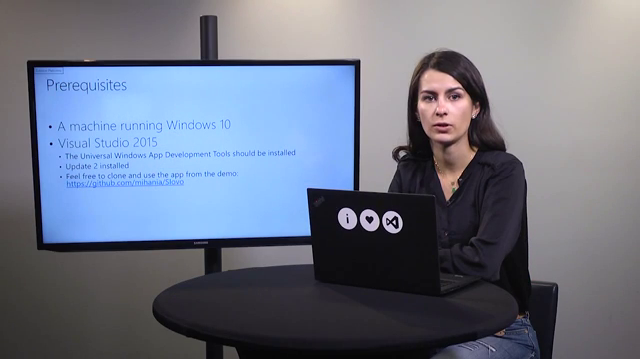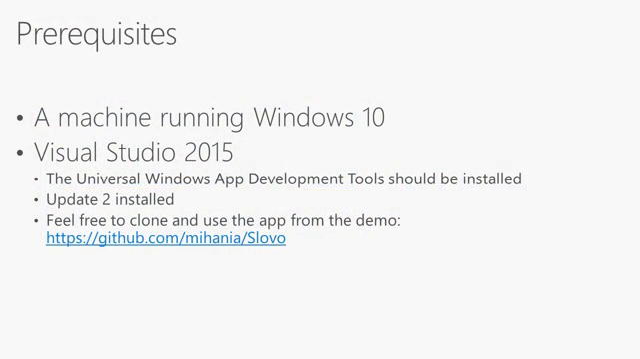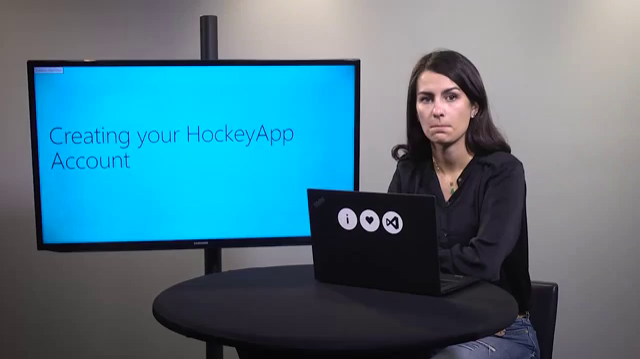If you want to follow along the demo, make sure that you have a machine running Windows 10 with Visual Studio 2015 Update 2 installed. You should also have Universal Windows App Development Tools selected from the optional feature list, as well as the NuGet Package Manager extension. Before we get started, we will need a HockeyApp account. If you already have a HockeyApp account, feel free to use that one. Otherwise, let's go set up a free account now.